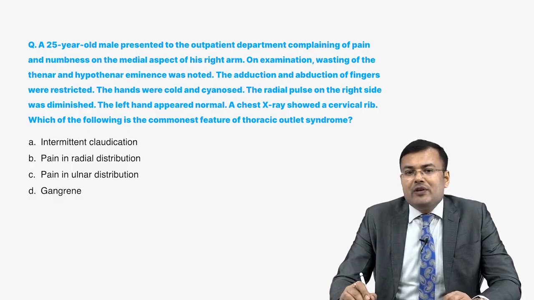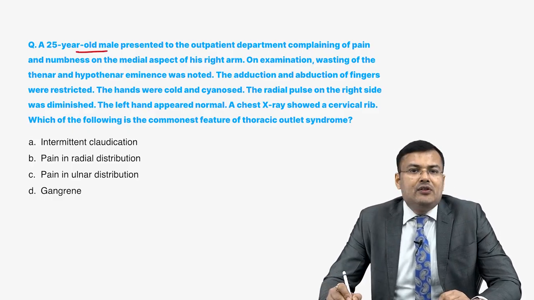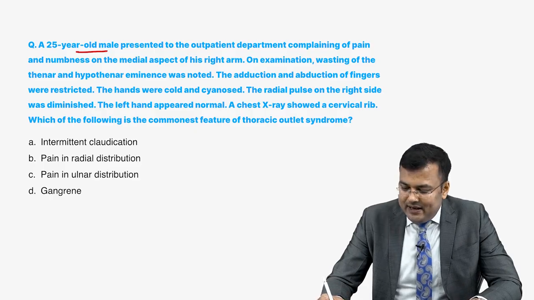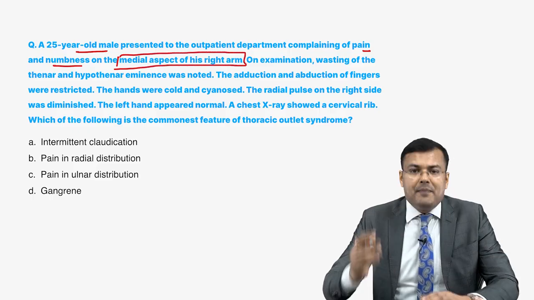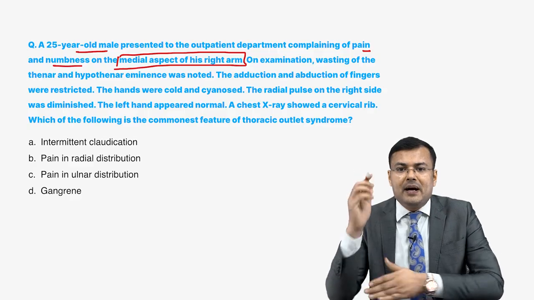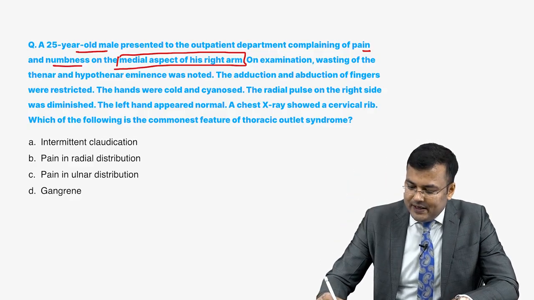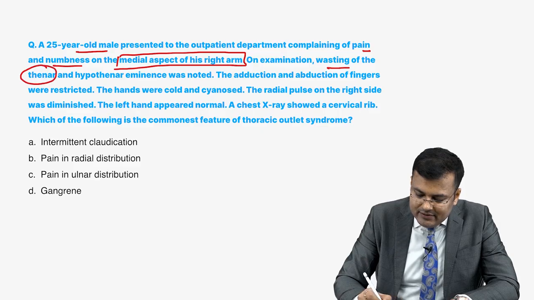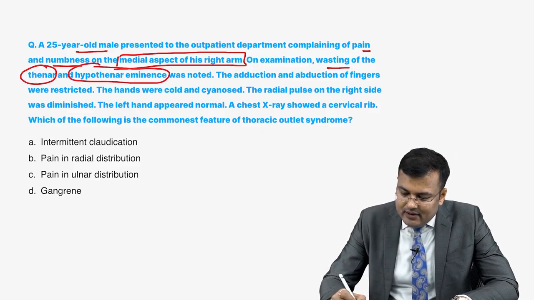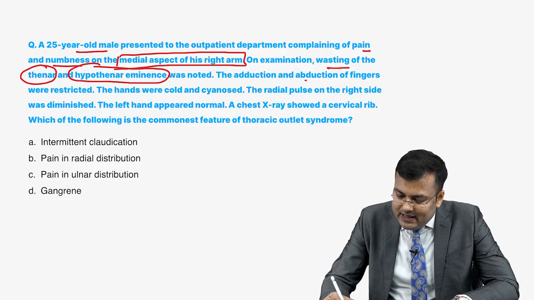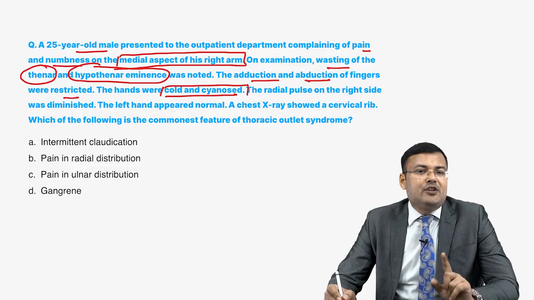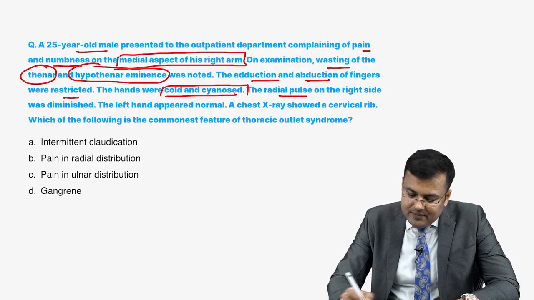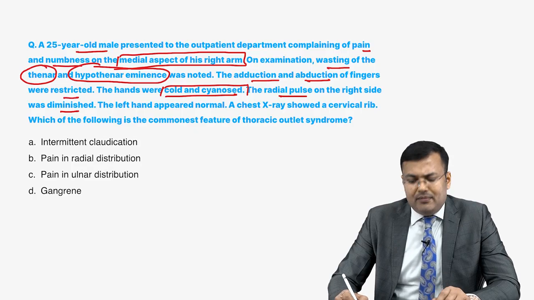See this question: a 25 years old male presented to OPD complaining of pain and numbness over the medial aspect or inner aspect of the right arm. On examination, can you see the wasting of thenar as well as hypothenar eminences, right? Abduction as well as adduction were restricted. The hand was cold and cyanosed. It means there is compression of vessels, compression of nerves. Radial pulses were diminished. The left hand appeared normal.